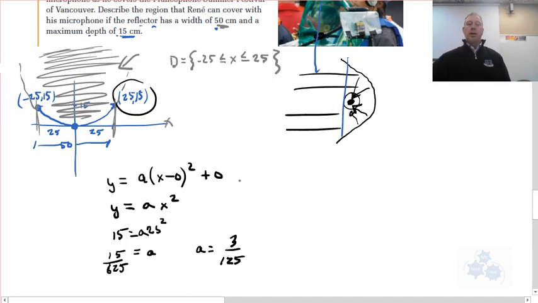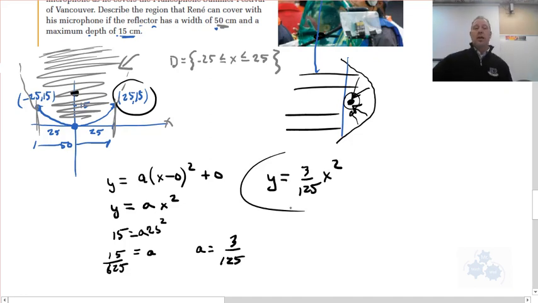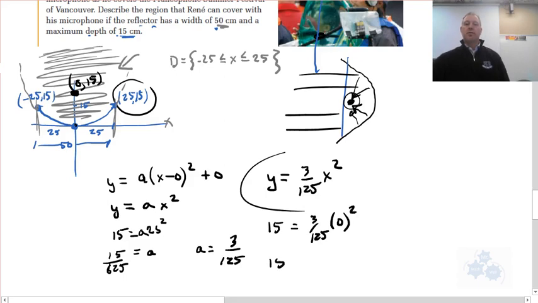So there's our a value. Our equation of the boundary line is going to be y equals 3 over 125 times x squared. Now the inequality has to include these points, so is it going to be greater than or equal to? You could just plug in a point. I'm going to plug in (0, 15), because I know that's inside this region. So 15 is the y, and I've got 0 squared here, so that makes this easy. 15 is what compared to 0? Well, it's greater than.